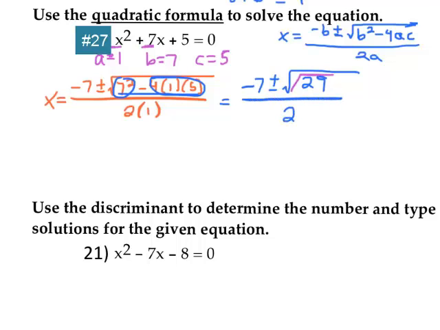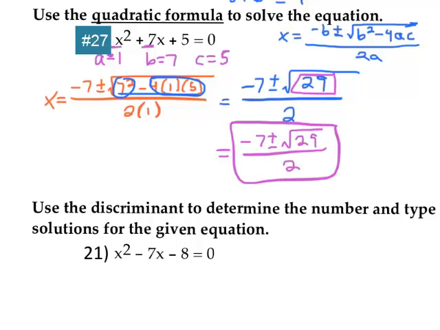If this was a number we could simplify underneath our square root, we would want to do that. But I can't factor 29, so that was our answer, so we really don't even have to write it again. Negative 7 plus or minus the square root of 29 over 2.